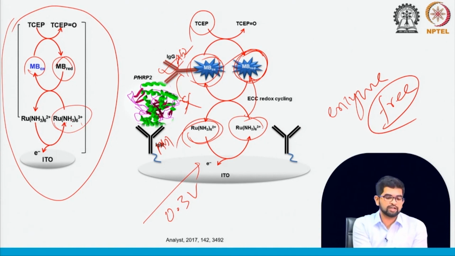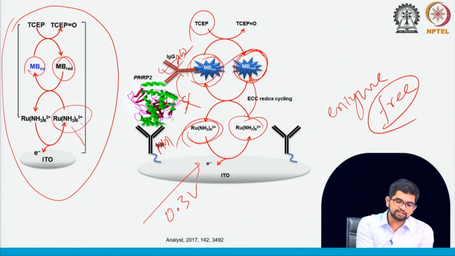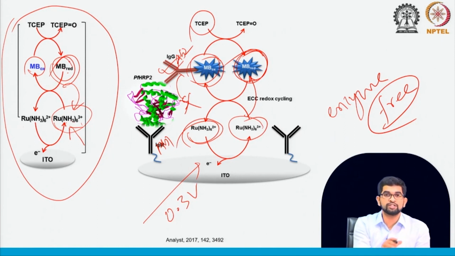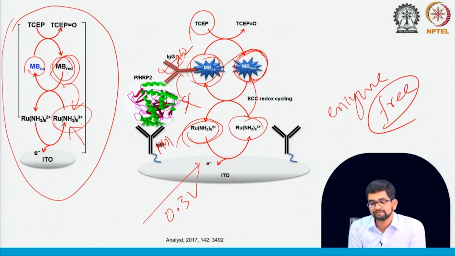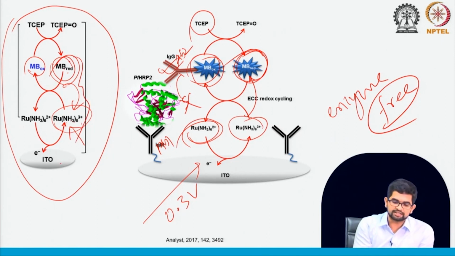So, you can ask, sir, why are we not using ruthenium hexamine 2 plus? Because your starting agent should be in a higher oxidation state, so that it can react with the methylene blue reduced form. If it is already ruthenium hexamine 2 plus, it is a reduced form, and this is also a reduced form. So, both reduced forms cannot react, because this is the chemical reaction.